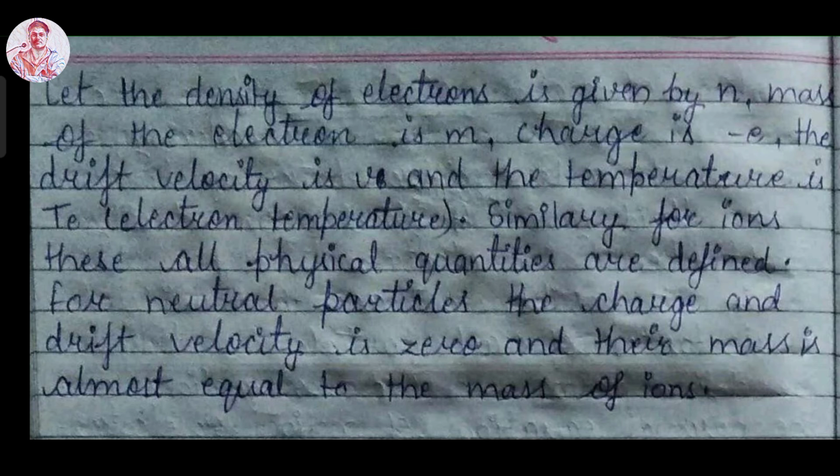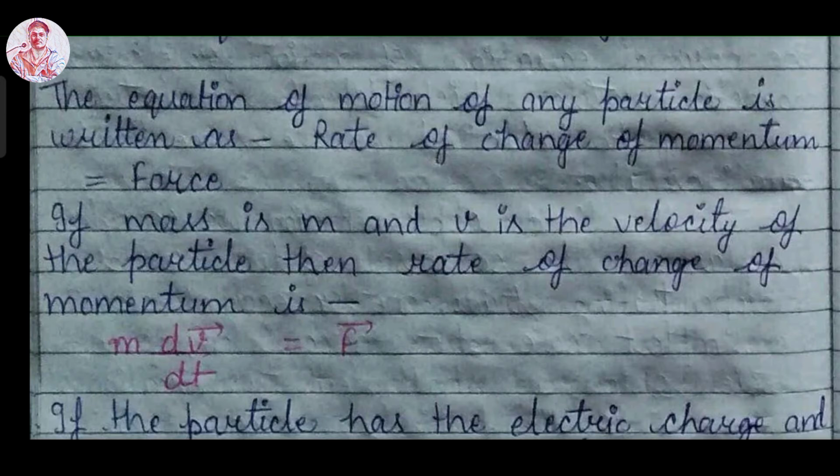Now we will derive the equation of motion of a plasma. For this, let the density of electron be given by small n, mass of the electron by small m, charge negative e, the drift velocity small v, and the temperature capital T_e. Similarly, for the neutral atom, the charge and drift velocity are 0, but their masses are almost equal to the masses of ions. The equation of motion of any particle is written in terms of rate of change of momentum, which is equal to the force.